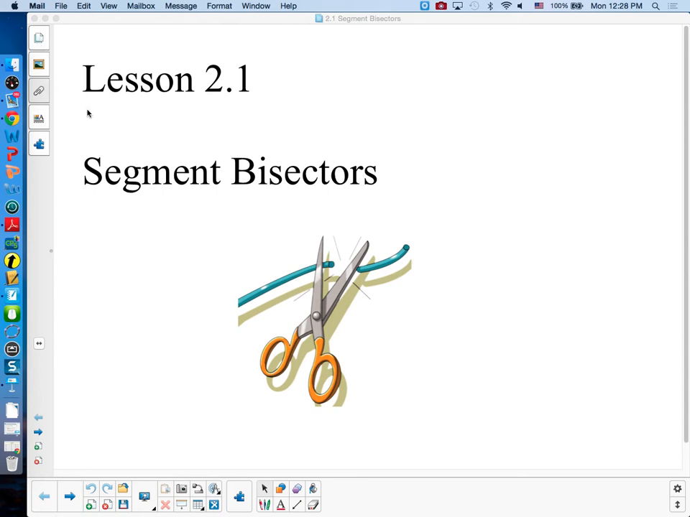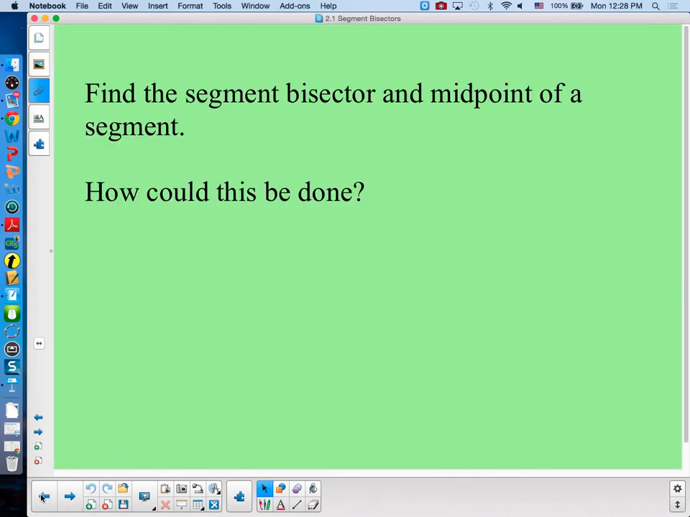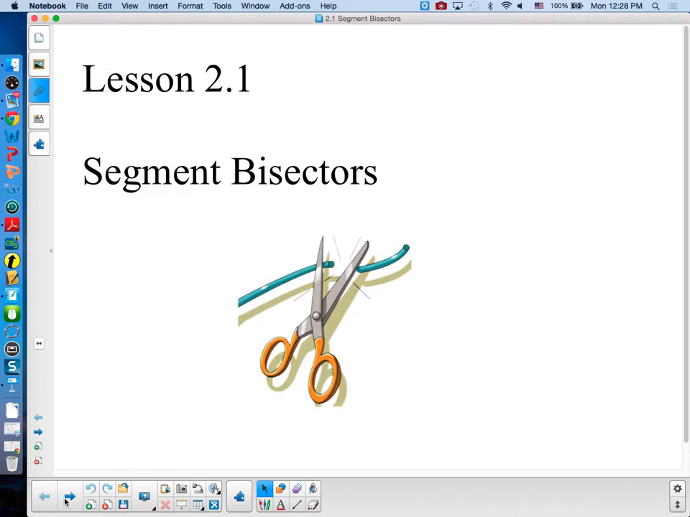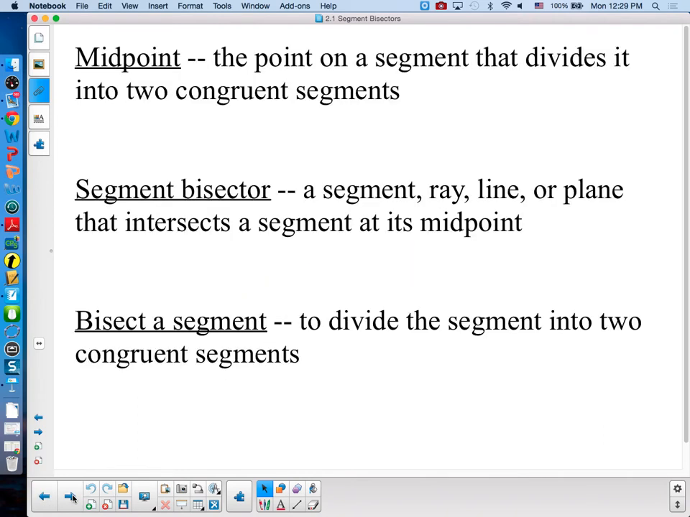Okay, should be going. So segment bisectors is our lesson today. I think that's the first page. All right, as far as notes.